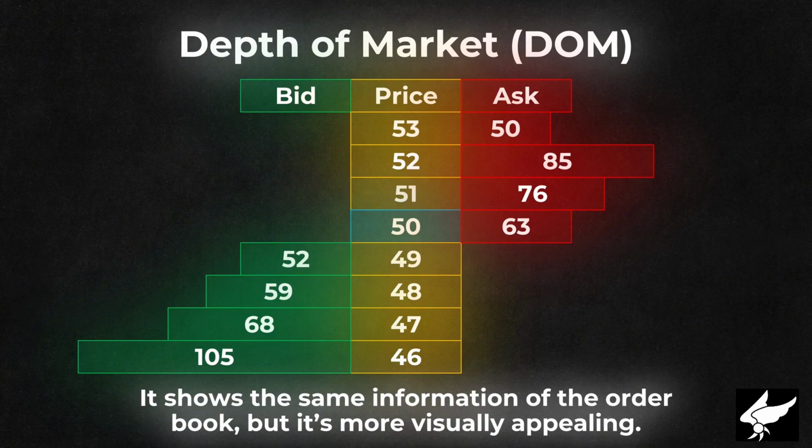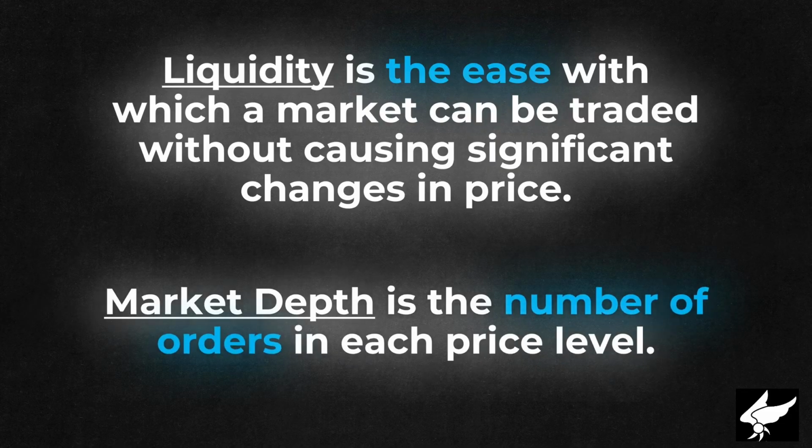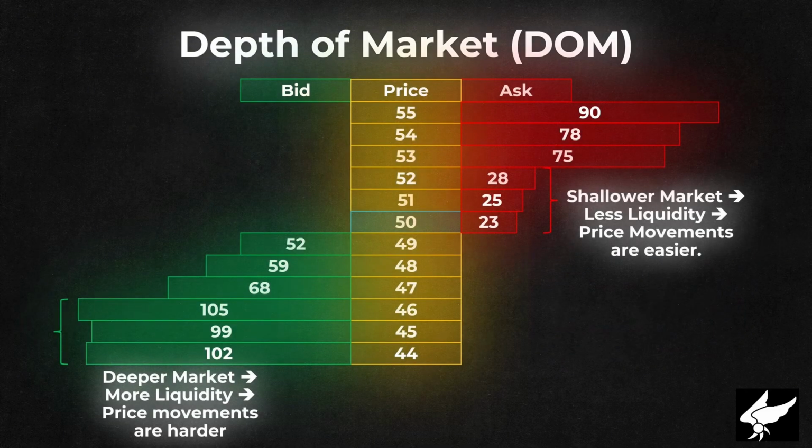This is a good moment to explain the concepts of liquidity and market depth. Liquidity is the ease with which a market can be traded without causing significant changes in price. Market depth is the number of orders in a given price level. A deeper market means that more trading activity can occur without causing significant changes in price. By the same token, a shallow market means that significant changes in price can occur with low levels of trading activity.